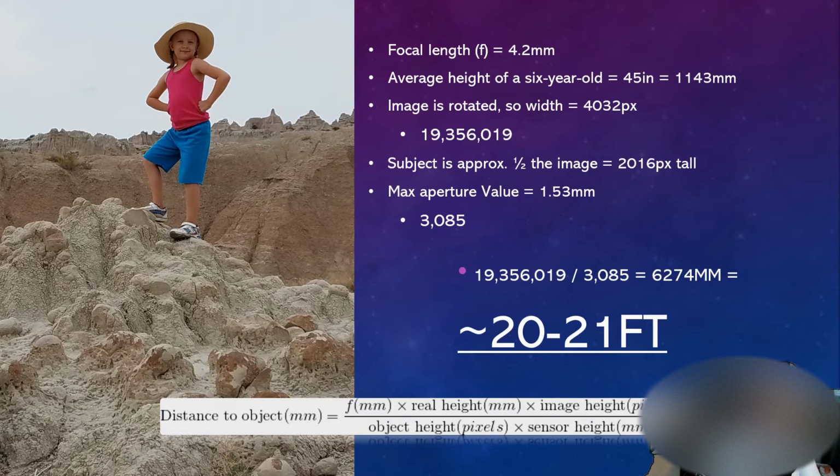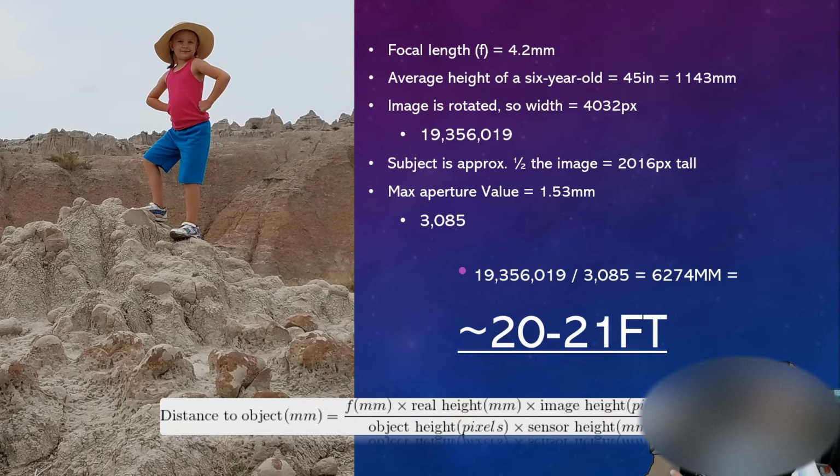So in this case, what we have in photogrammetry is just simple trigonometry, right? We have a formula, and in this case, we can determine the distance to an object based upon that formula. So we have our focal length coming from EXIF data, which tells us that the value is 4.2 millimeters. Our subject appears to be between 5 and 7 years old, so we'll take the middle ground there and say that she's 6. We see that the average height of a 6-year-old is about 45 inches or 1,143 millimeters.